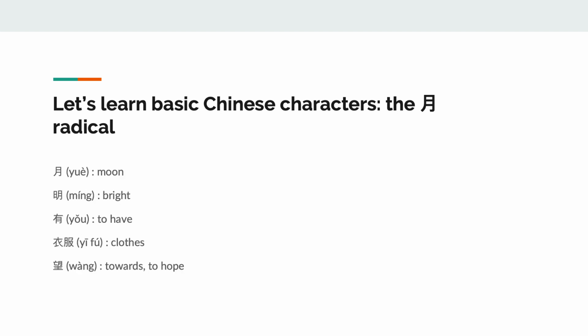The next radical is the moon radical. The first character 月 means moon. Can you see the moon radical in all of the rest of the characters? In the example 依附, it is only the second character that contains the moon radical. 明 means bright, 有 means to have, 依附 means clothing, and 望 means towards or to hope.